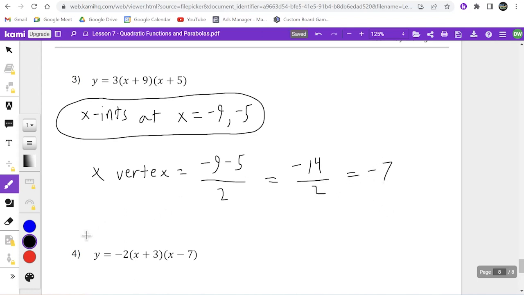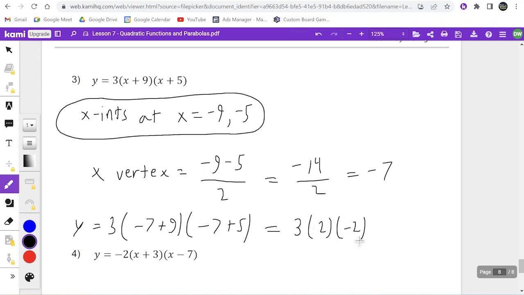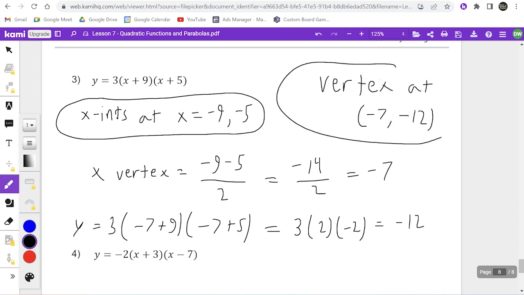And then if you want to find the y value, y equals 3 times negative 7 plus 9 times negative 7 plus 5. We're going to get 3 times 2 times negative 2. That's going to be 6 times negative 2, which is negative 12. It looks like my vertex is at negative 7 comma negative 12. Hopefully you got that. If not, then hopefully you see the correction.